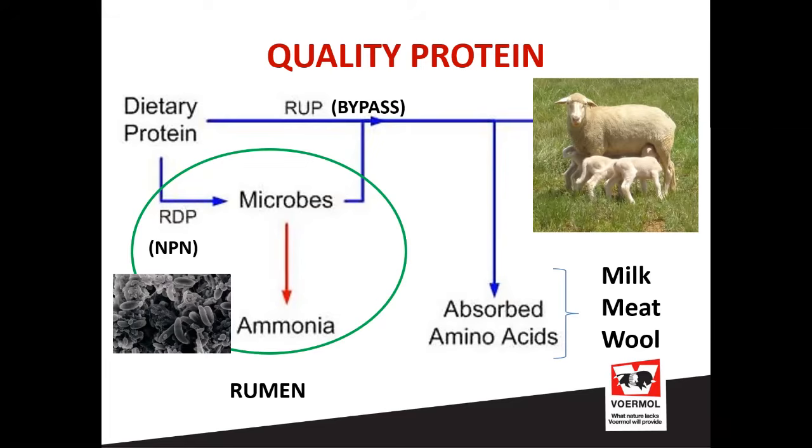So for a highly productive animal, such as the animal in this picture, a ewe with triplets, if we're only feeding protein high in rumen degradable protein, there won't be enough protein for the animal itself to produce high quality milk, meat, and wool. So especially in young animals and high producing animals, we need to increase the quality of the protein we're feeding in terms of bypass protein, which is usually a natural protein source, such as soybean oil cake or cottonseed oil cake.